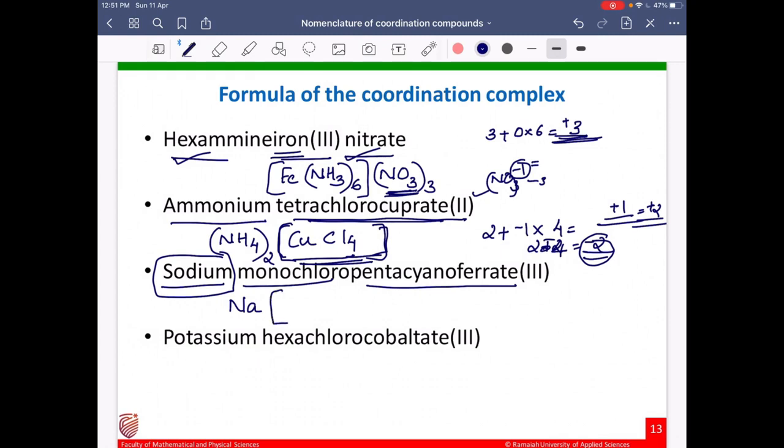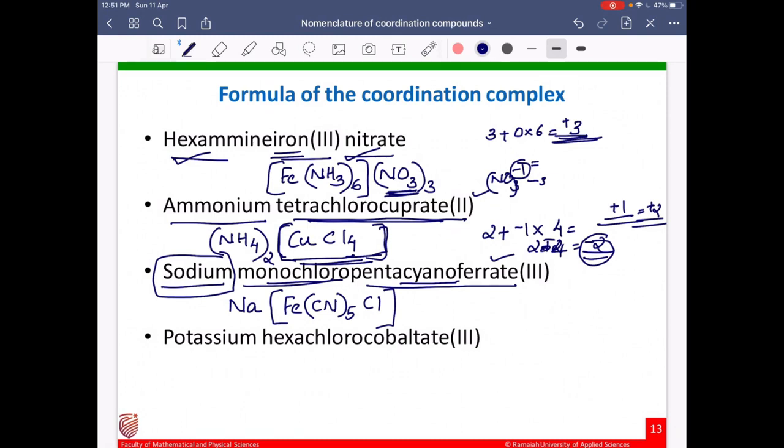So for the complex ion, which metal? Fe. First we have to write Fe. How many ligands are there? Monochloro, chlorine is present. Pentacyano, cyanide is present. So cyano, how many? Cyano 5. Chlorine 1 because it's monochloro. The structure is finished, but we have not yet checked whether the number of counter ions is correct.